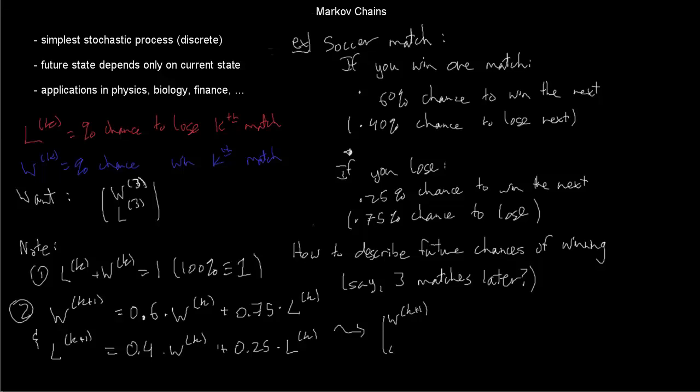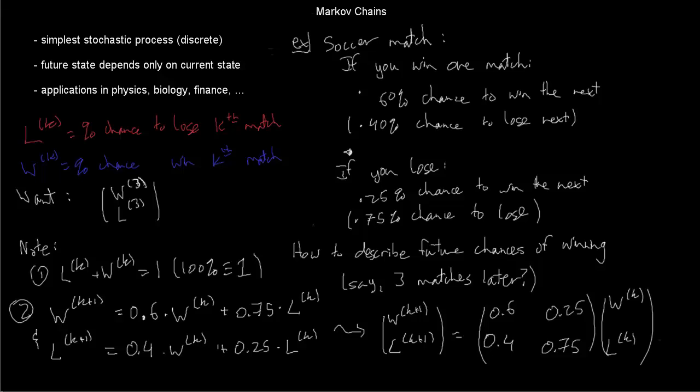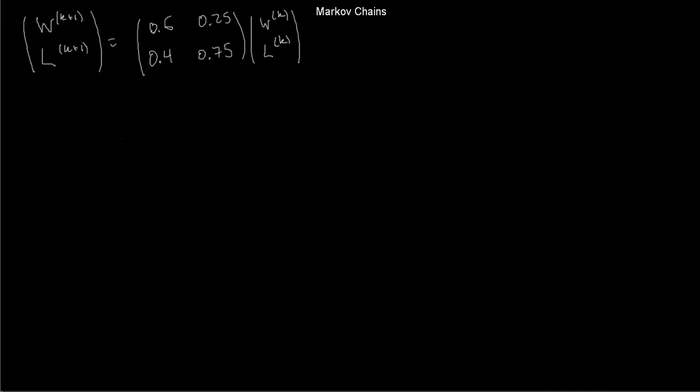So the point is that I can express WK plus 1 and LK plus 1 in terms of WK and LK. It's just the 2x2 matrix, 0.6, 0.25, now good, we got it swapped back, 0.4, 0.75, times the vector WK, LK. So if I want to know how I do later, it depends on how I did earlier. Let's say that I lost the first match. Well, then the probability of winning the first match is 0, and the probability of losing the first match is 1, because I lost.